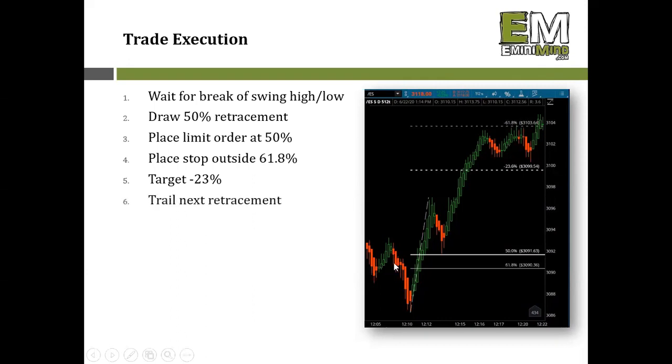So then once you get in the trade, you can do a couple things. You can just trail the next retracement. You can even just trail each candle if you want. Put your stop underneath each candle if you're really moving fast. You can trail swing lows, for an uptrend, trail the swing lows.